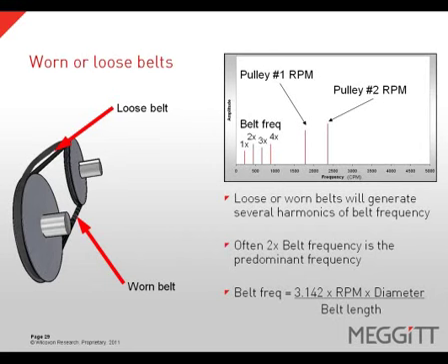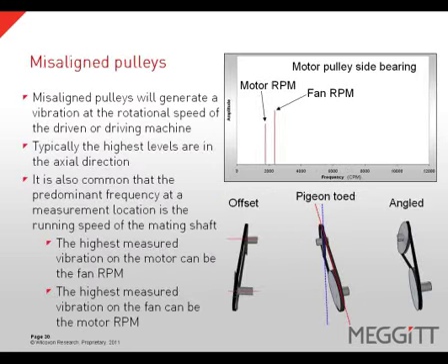Misaligned pulleys will generate a vibration at rotational speed of the driven or driving machine. Typically, the highest levels are in the axial direction. It is common that the predominant frequency at a measurement location is the running speed of the mating shaft. For example, the highest measured vibration on a motor can be the fan RPM, or the highest measured vibration on the fan can be the motor RPM.